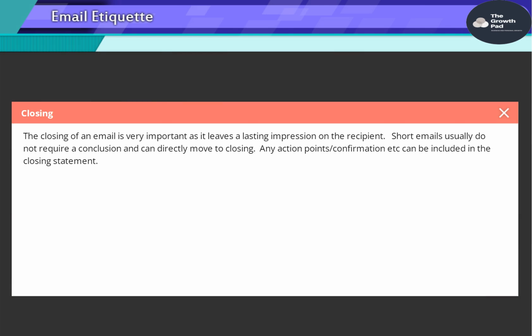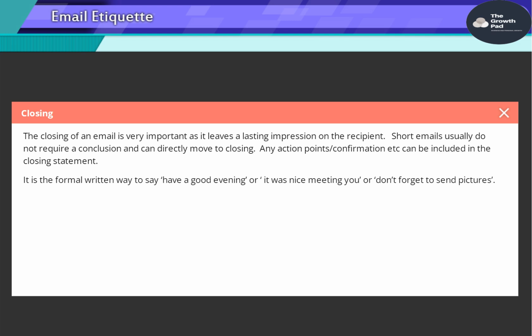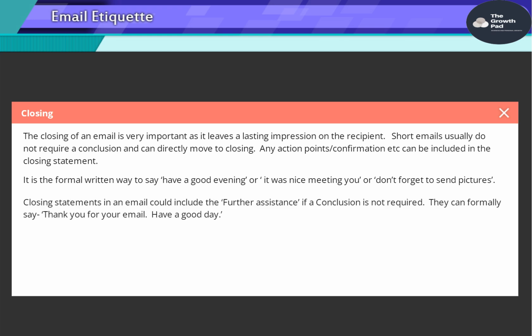Short emails usually do not require a conclusion and can directly move to closing. Any action points or confirmation etc. can be included in the closing statement. It is the formal written way to say have a good evening or it was nice meeting you or don't forget to send pictures. Closing statements in an email could include the further assistance if a conclusion is not required.